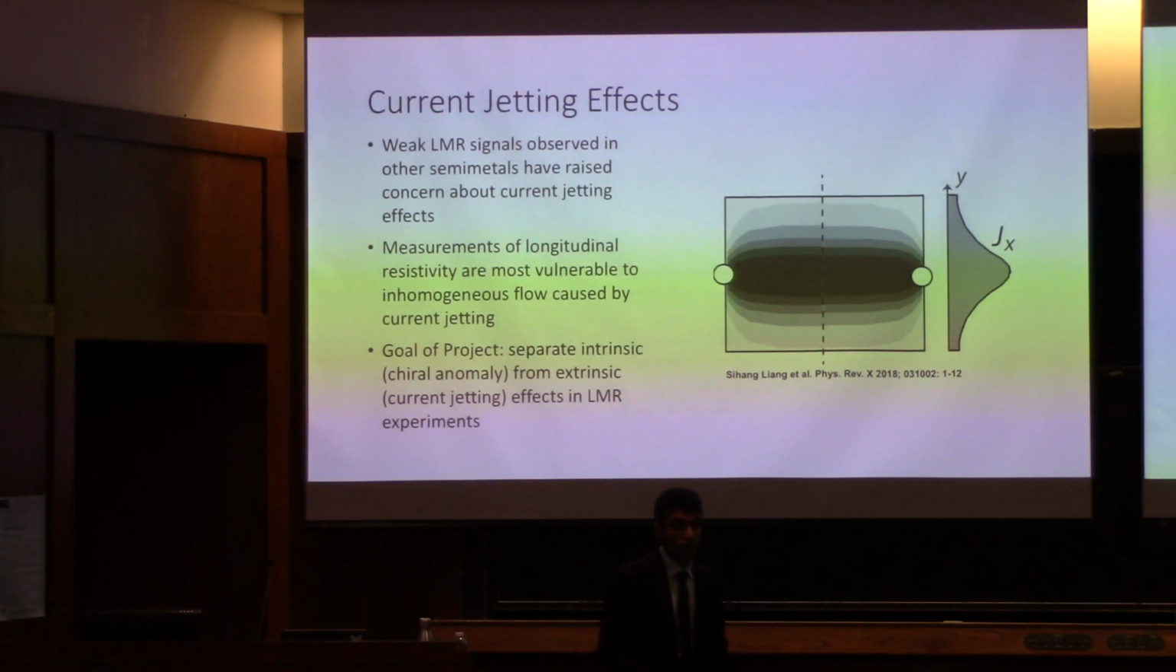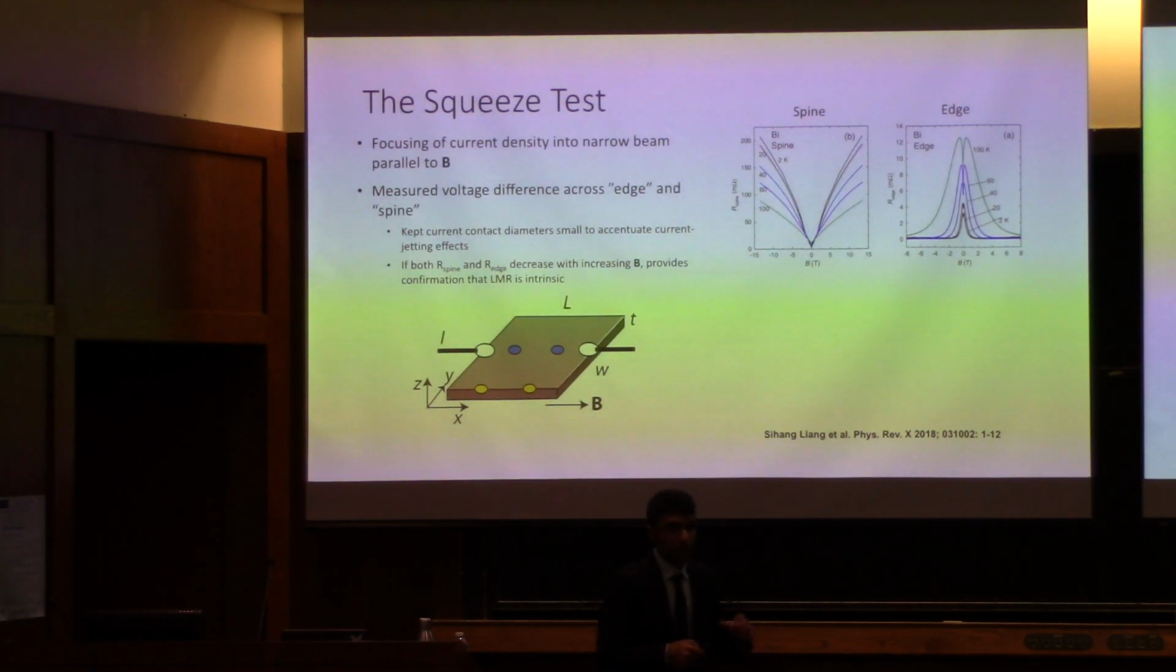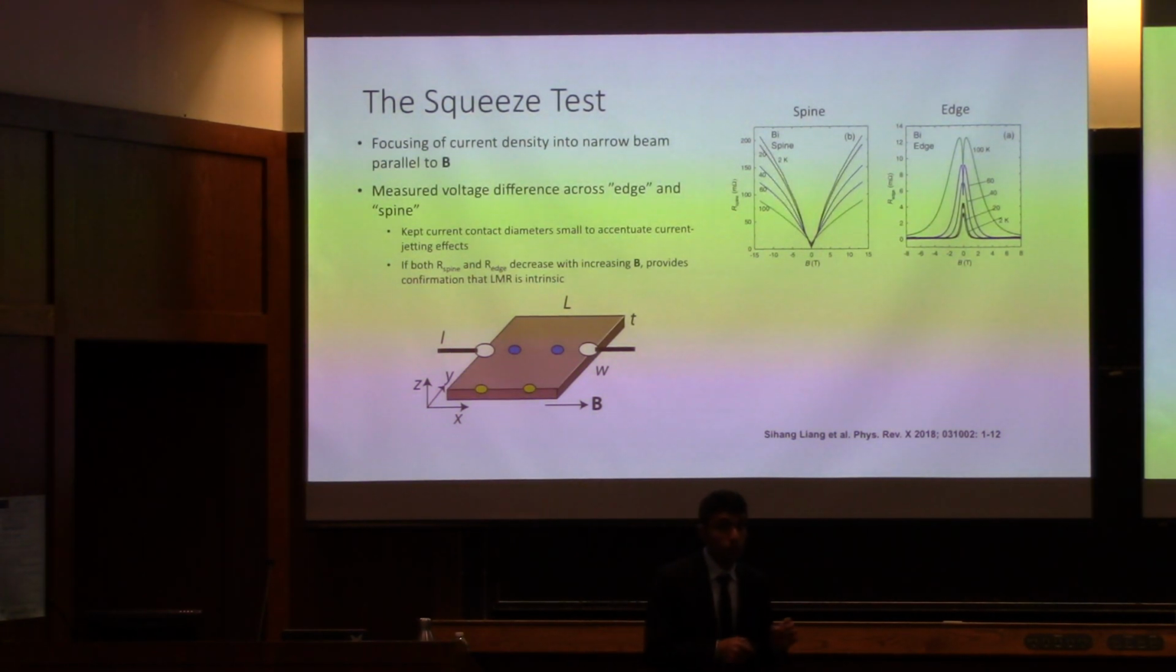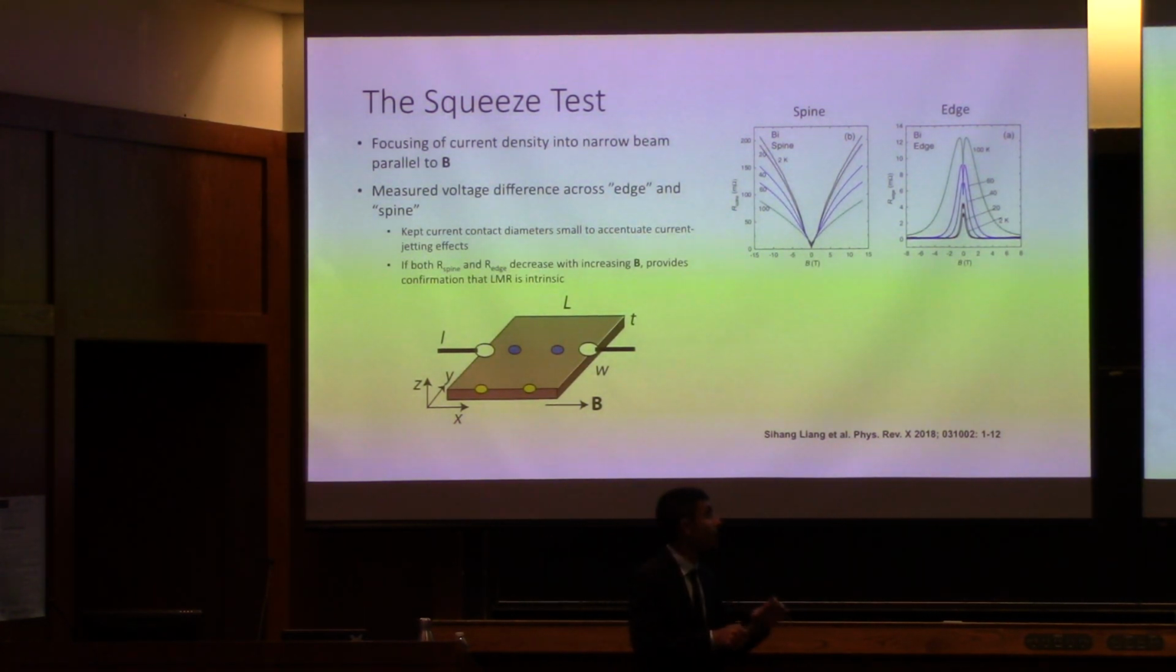And so the goal of this project, therefore, is to separate these intrinsic chiral anomaly properties from the extrinsic current jetting effects in our LMR experiments. And we do that by applying the squeeze test. The squeeze test relies on the fundamental assumption that we will have current jetting effects prevalent. We focus our current density into a narrow beam with our material line parallel to the magnetic field.